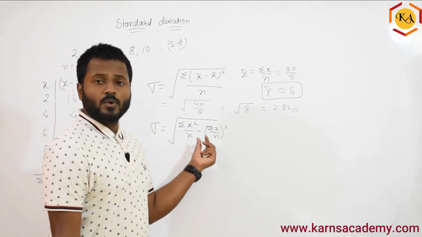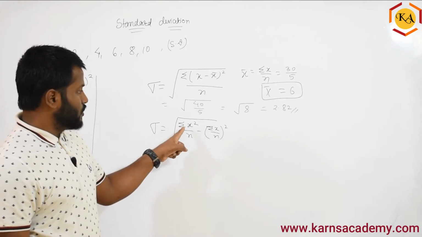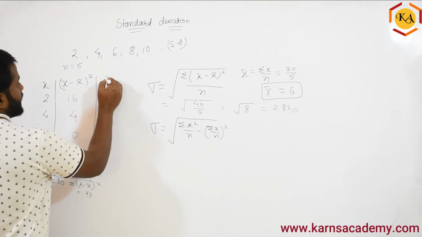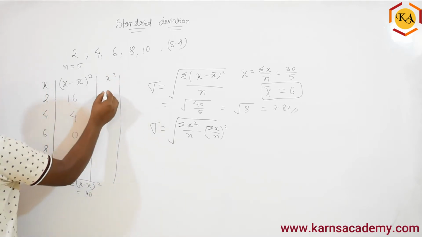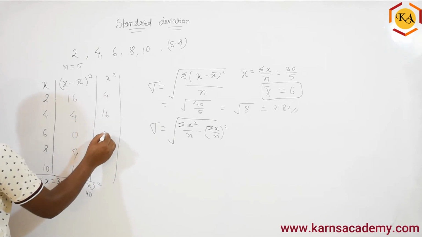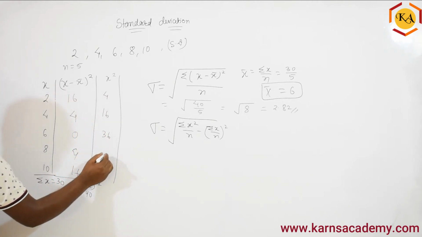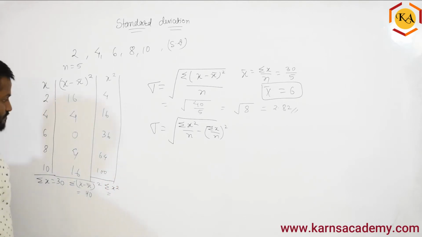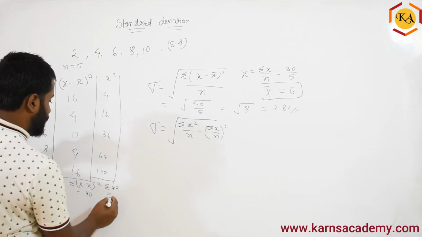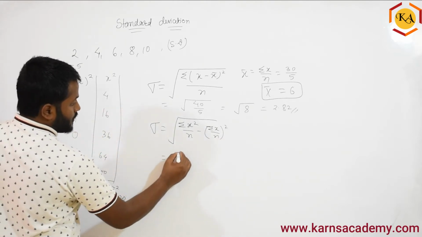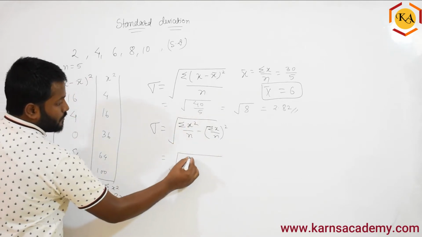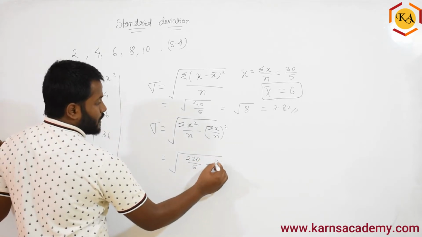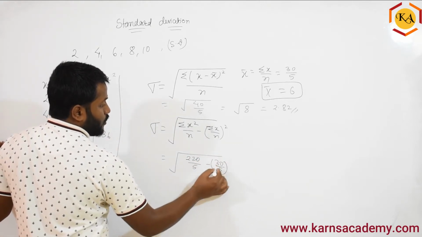Now what if I want to use the other formula? How do you do that? Very simple. You want summation x square here. Summation x you already have here, right? So you just want x square. Can we find the x square? 2 square is 4, 4 square is 16, 6 square is 36, 8 square is 64, and 10 square is 100. Just add this, you will get summation x square, right? So 200, 220. So 220 you will get here. Substitute this. Summation x square is 220 divided by 5 minus summation x, which is 30, so 30 divided by 5 the whole square.